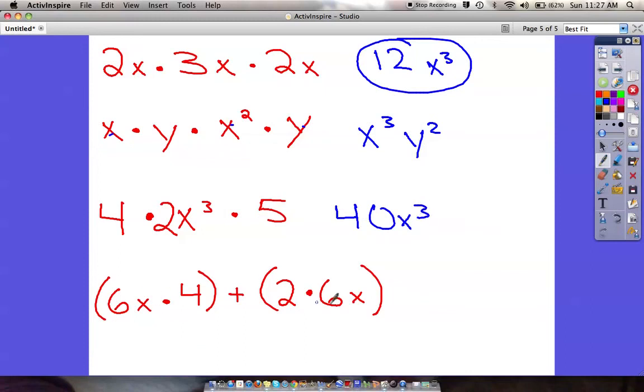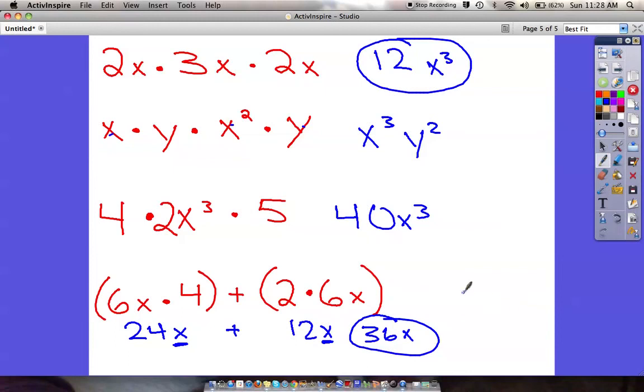And the last one we can multiply and then combine together. 6x times 4 is going to be 24x. 2 times 6x is going to be 12x. If we add those together, they both have the same labels, so we can add them together. 24x plus 12x is going to be 36x. That would be my final answer for that one if I combine them together.